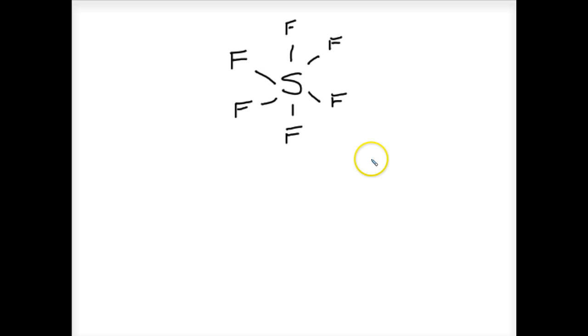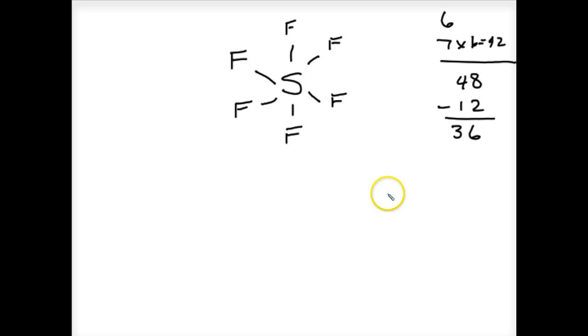And then we follow the same rules and we add in our remaining electrons. So sulfur has 6, fluorine has 7 times 6, which is 42. 42 and 6 is 48. I've used up 12 electrons here. That leaves me with 36. 36 over 6 gives me 6 dots each, which is what I need to satisfy the octet rule.